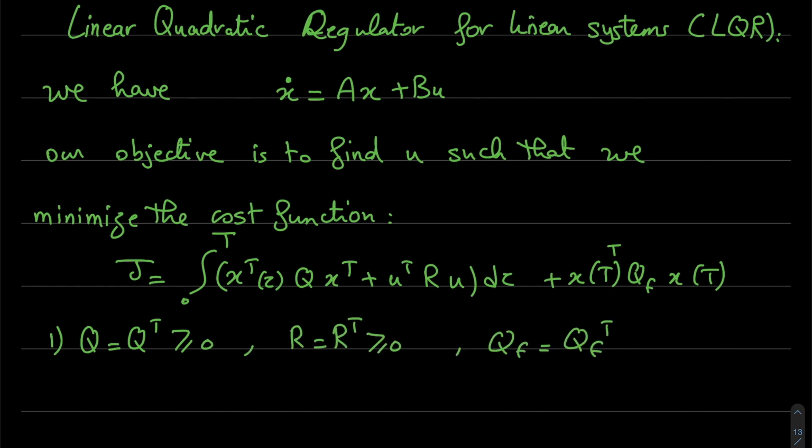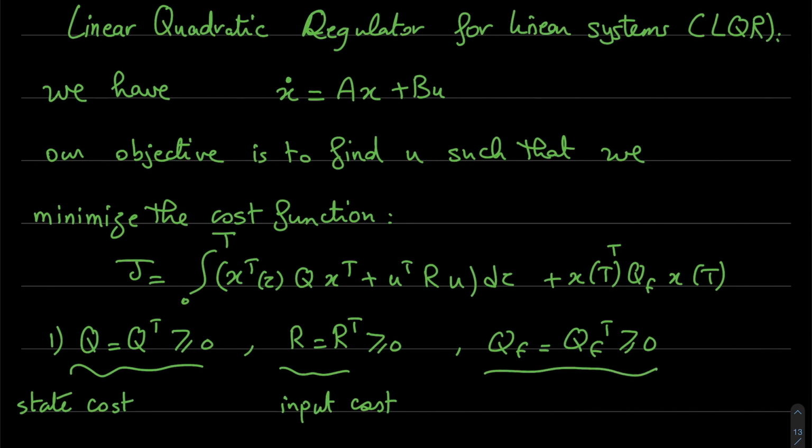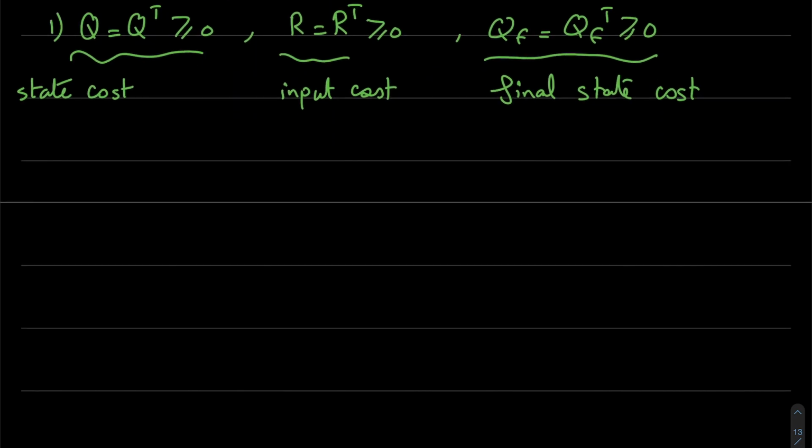Q, R, and QF are positive symmetric matrices. Q is related to the state cost, R is related to the input cost, and QF is for the final state cost.